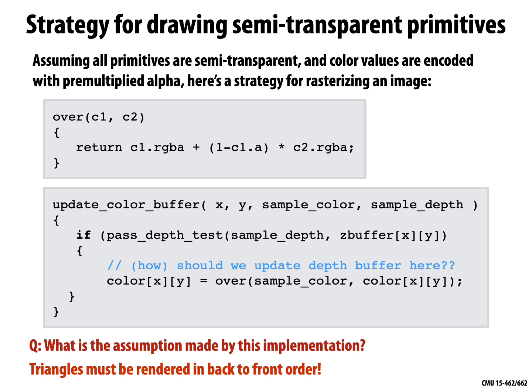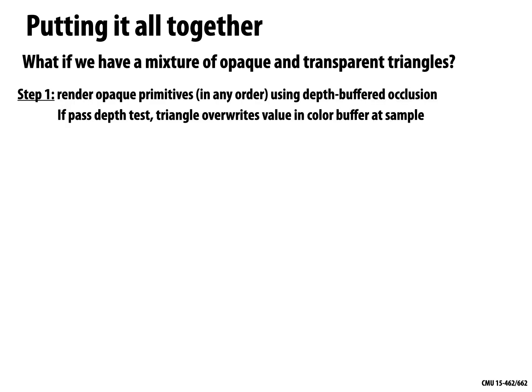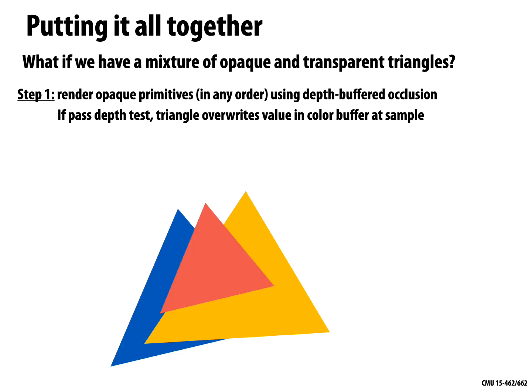Okay? So let's still try to put this all together as well as we can. Let's say that now, instead of just having a list of semi-transparent triangles, we actually have a mixture of both opaque and transparent triangles. So here's one way we can do this. We can first render our opaque primitives in any order we want, using the depth buffer to deal with occlusion. If we pass the depth test, that triangle overwrites the value in the color buffer and also updates the depth value.